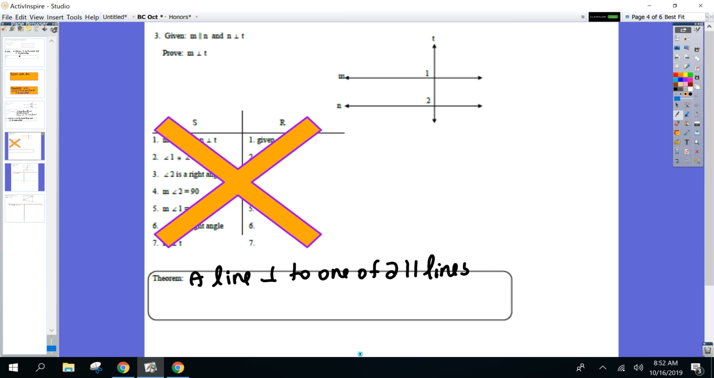What I would like you to do in your group right now is quickly discuss what line am I talking about right now. Based on your givens, a line that is perpendicular to one of two parallel lines. Please discuss in your group what line we are referring to right now.